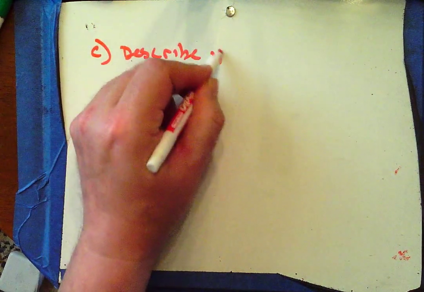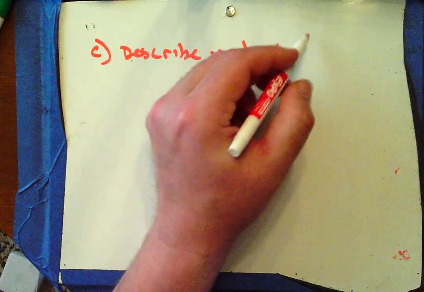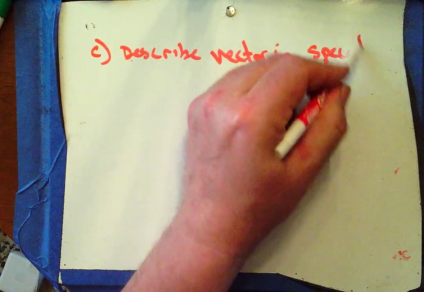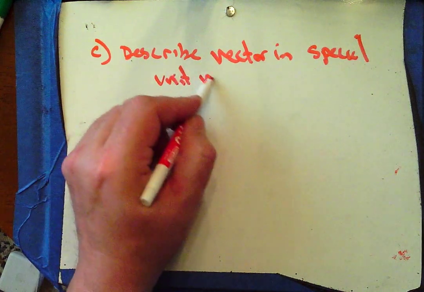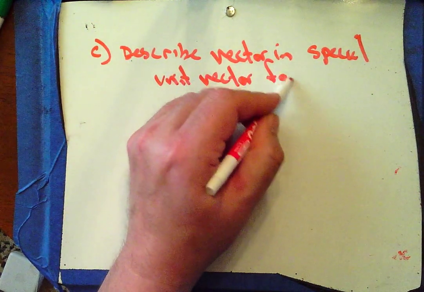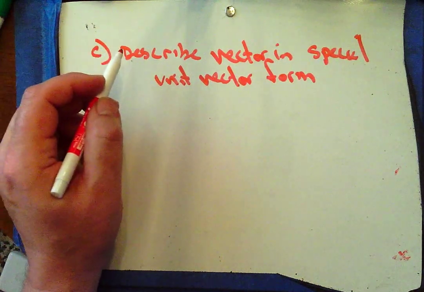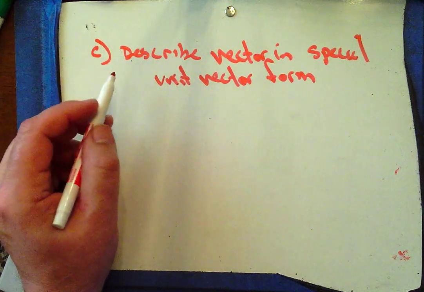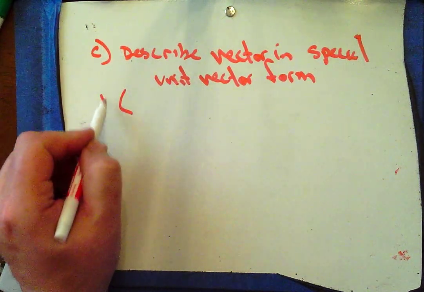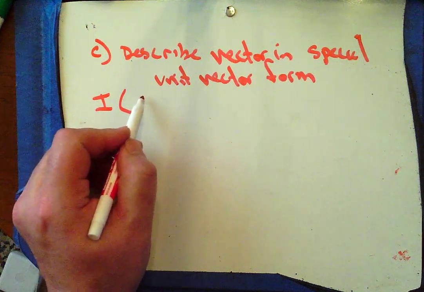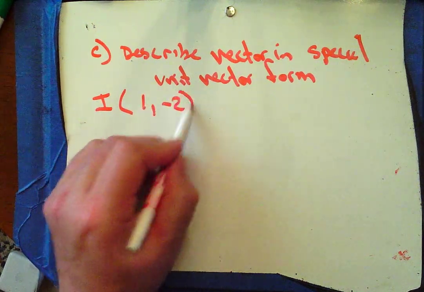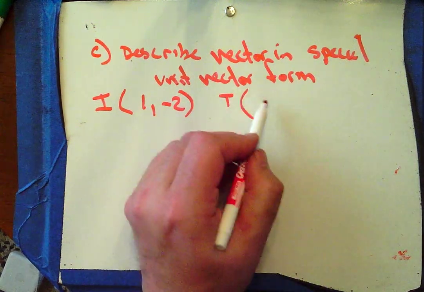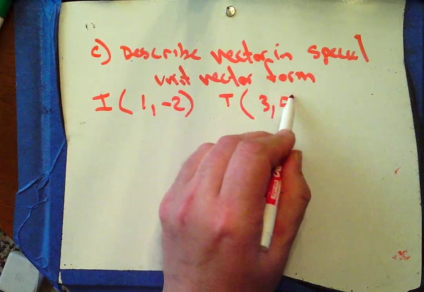What if we had asked C to describe the vector in special unit vector form? And since I've inadvertently erased my initial and terminal points, let's start with these. The initial point being (1, -2), and the terminal point being (3, 5).